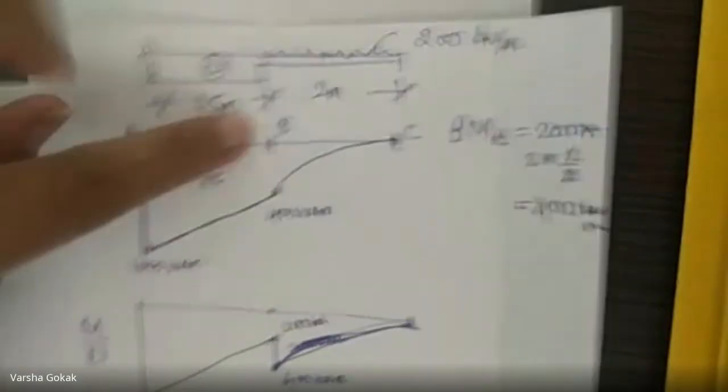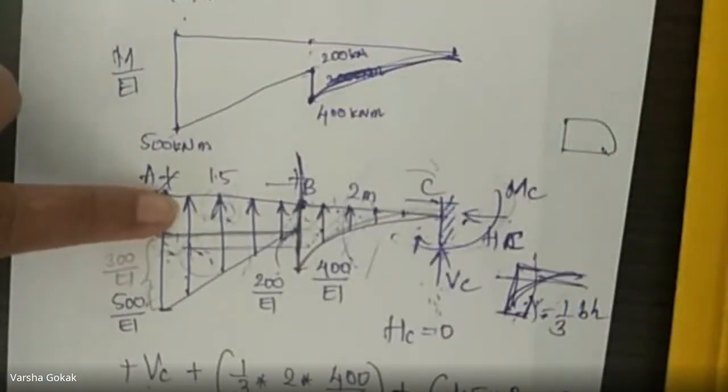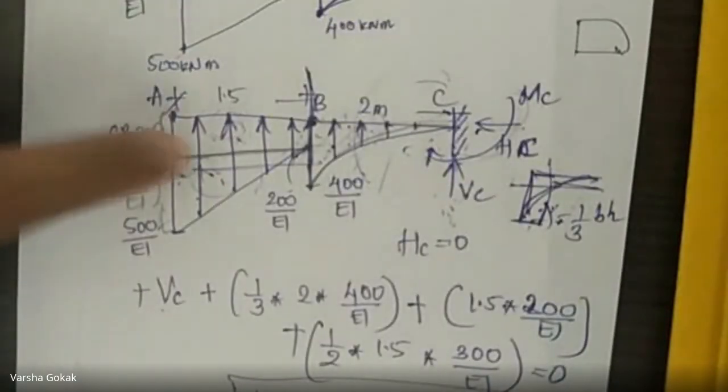For the given beam, draw the bending moment diagram first, then draw the M by EI diagram, and then convert it into a conjugate beam. And then on the conjugate beam, take the shear force and bending moment diagrams. Clear? We'll take one more numerical quickly. The first numerical was a bit slow.